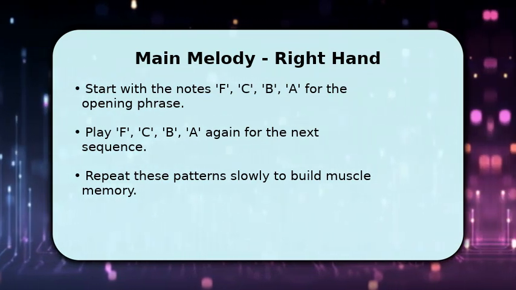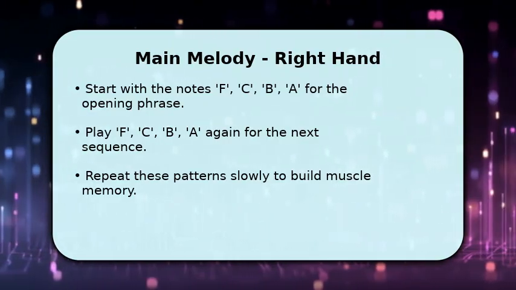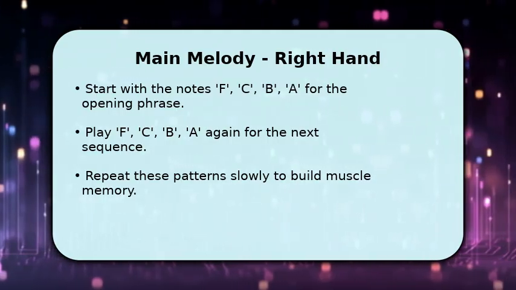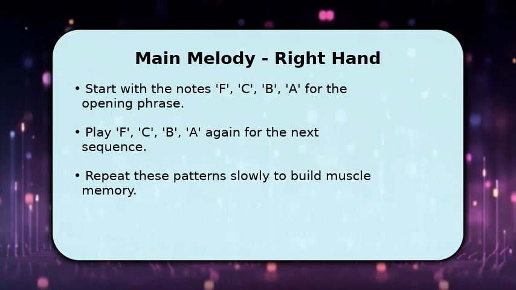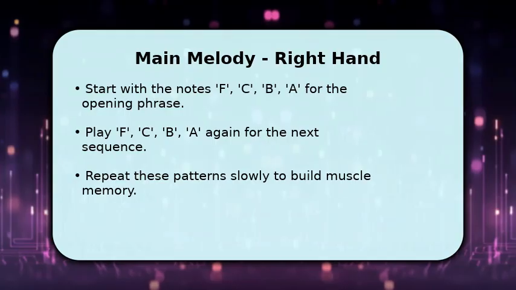Press F, then C, B, and A in quick succession. Follow this by repeating F, C, B, and A to complete the first phrase. Practice these 8 notes repeatedly, focusing on smooth transitions and consistent timing. This foundational part is crucial for mastering the entire song.